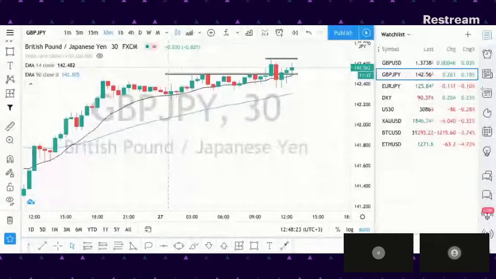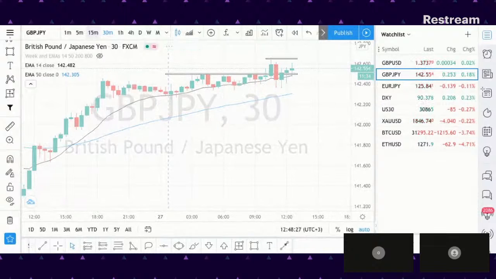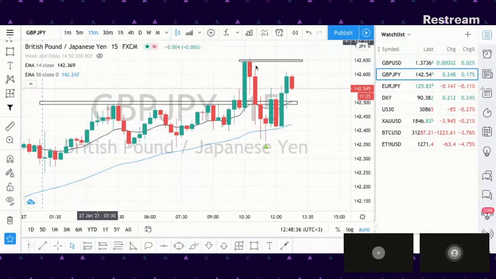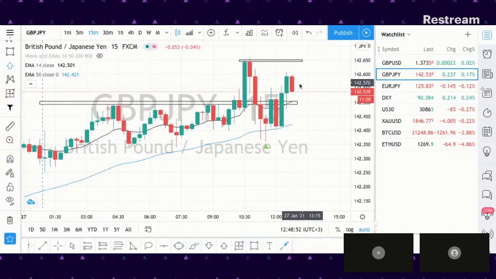Let's see how this trade is performing. Price is above the high of the Asian session. Price is above the moving averages. So what is left to be tested is the high of the London session. Currently we are in the London session. So I'm expecting price to do this. I'm expecting price to do this.